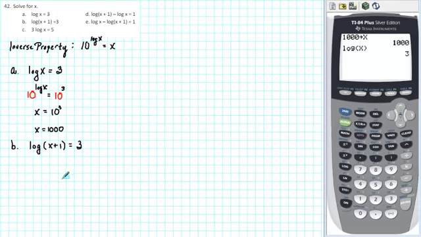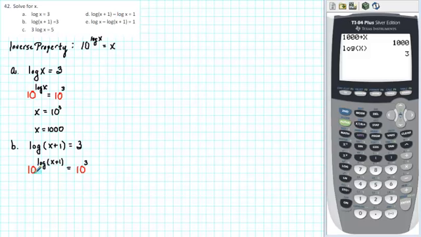And for part B, we're asked to solve the equation log of x plus 1 is equal to 3. Again, remembering that a common logarithm is a power of 10, this means that x plus 1 is equal to 10 to the third power. So x plus 1 must be equal to 1,000. But if we want to solve it more formally, again, to undo the logarithm, we'll exponentiate both sides base 10.